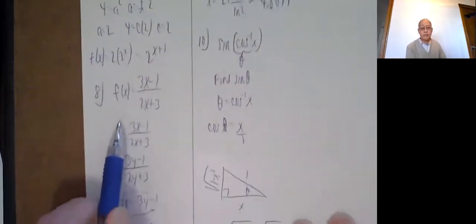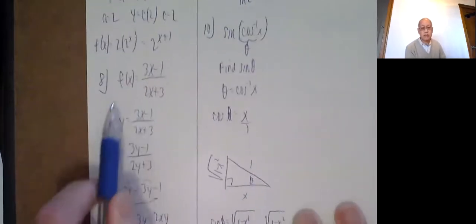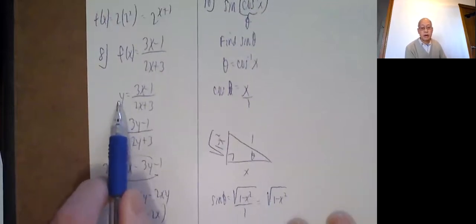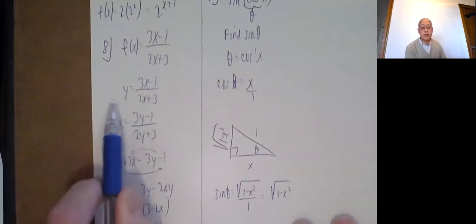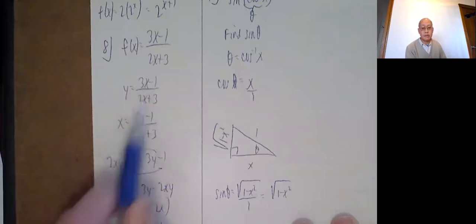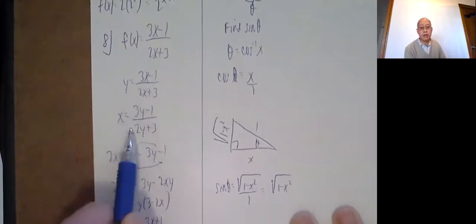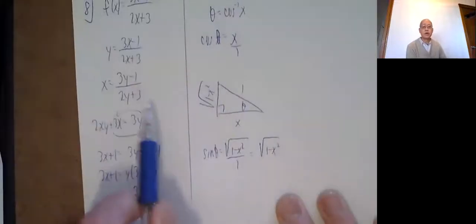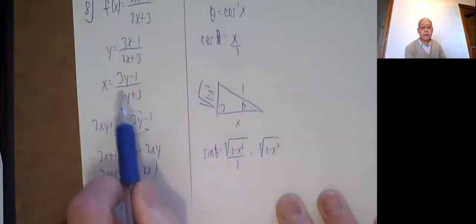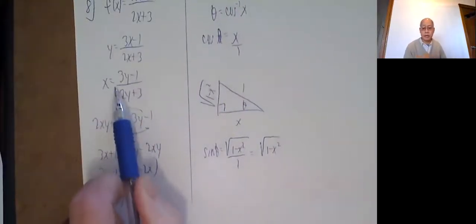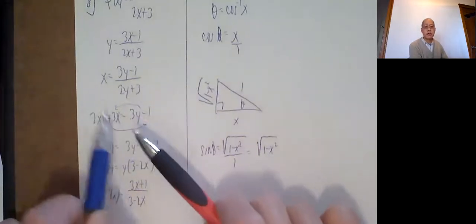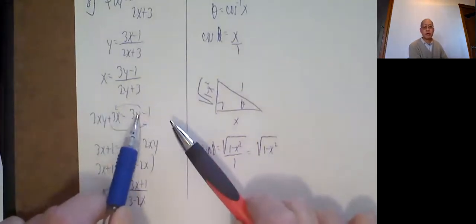Number 8, find the inverse of the function. So first I'll call this y, and then switch around x and y. So everywhere you see y, put x. Everywhere you see x, put y. So x equals (3y minus 1) over (2y plus 3). Then I solve for y. Multiply both sides by 2y plus 3. You could also say cross multiply. So if I multiply right here, that's 2xy plus 3x equals 3y minus 1.